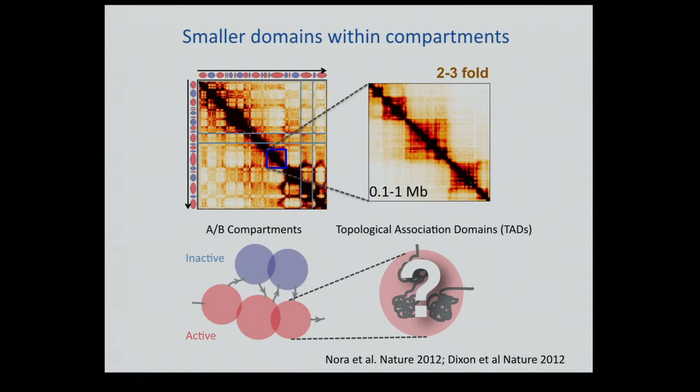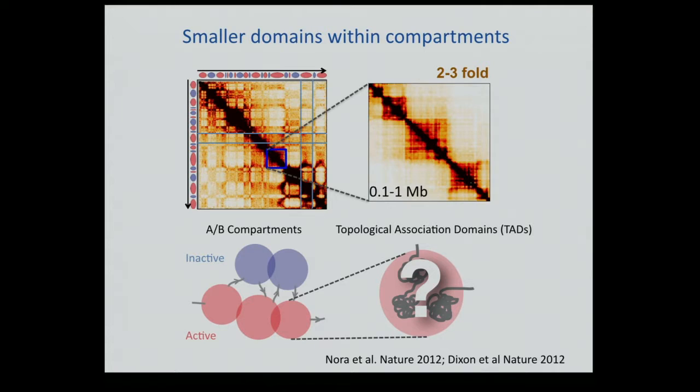What became more clear more recently, and these are two papers from Bing Ren's lab and Edith Heard's lab, published in 2012, is that if you do the same analysis at a higher resolution, and you zoom into one of these compartments, you start seeing domains that are quite different. They call them TADs, topologically associating domains. And that's a very nice example of an abuse of a mathematical term in biology, because they arguably have nothing to do with topology.